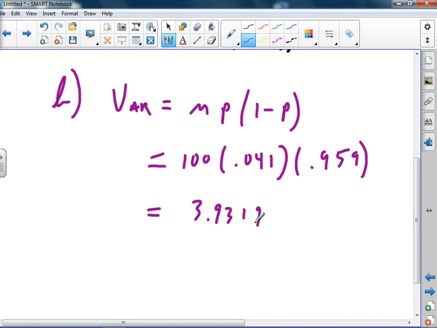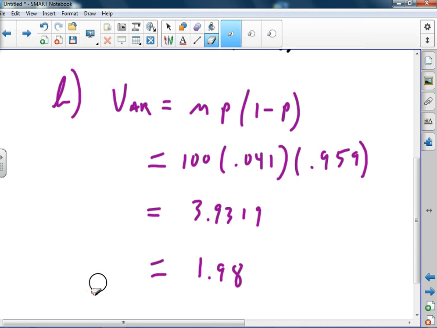.9319, square root of that number. Standard deviation 1.98. And it would seem to me like I should be able to make my sigma just a little bit better than that. How's that? Is that better? Okay. Number 65 is next.